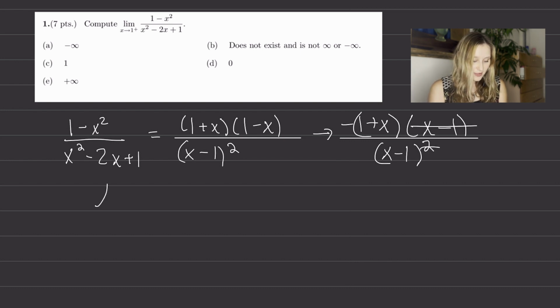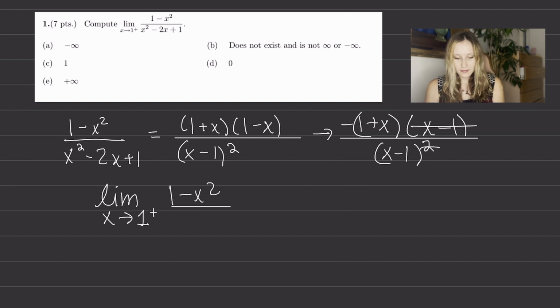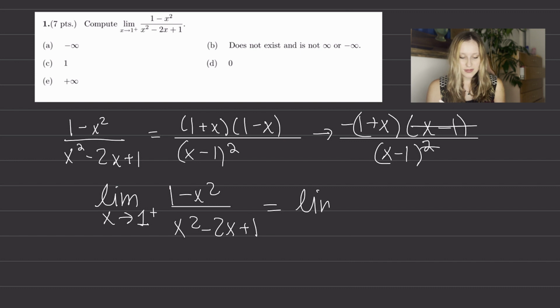So the limit as x goes to 1 from the positive side of 1 minus x squared over x minus 1 squared is gonna be, who are those dogs? Control yourselves. It's gonna be the same thing as the limit of minus 1 plus x over x minus 1. Oh, that's not a squared. Anyways, that.